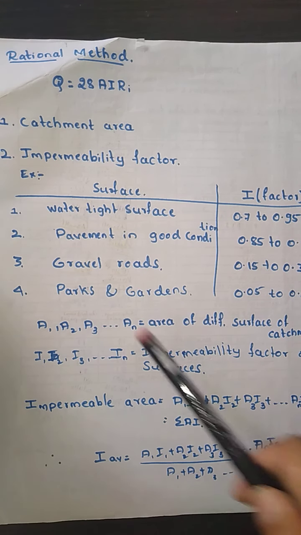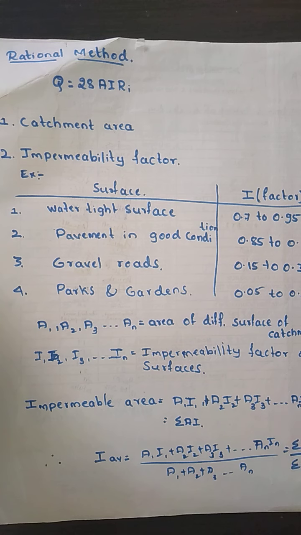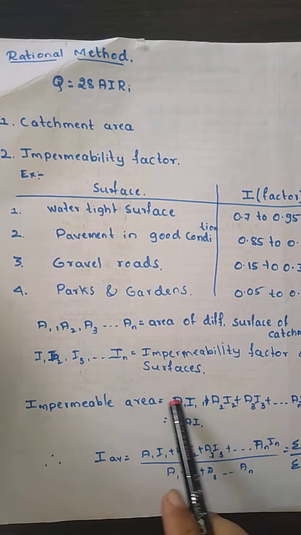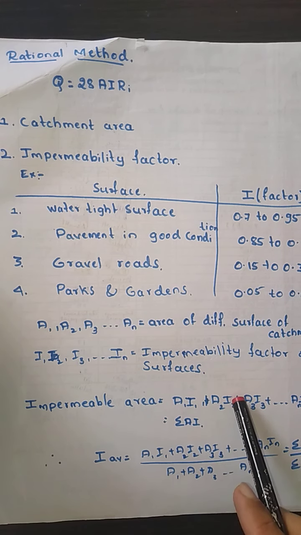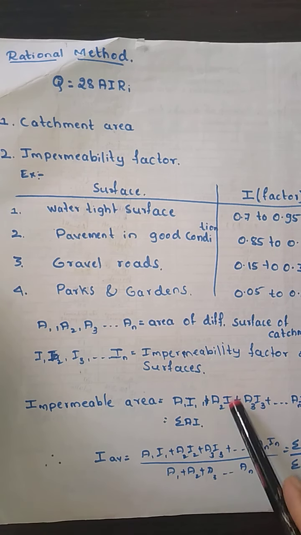Now here A1, A2, A3 and AN are nothing but the different areas of the catchment, and I1, I2, I3 till IN are nothing but the impermeability factors of the surfaces. The area A1 is going to have the impermeability factor I1, the area A2 is going to have some impermeability factor, and area A3 is going to have some impermeability factor.